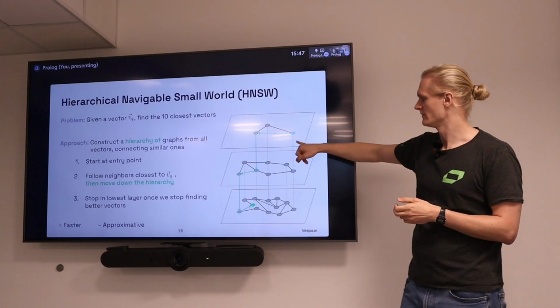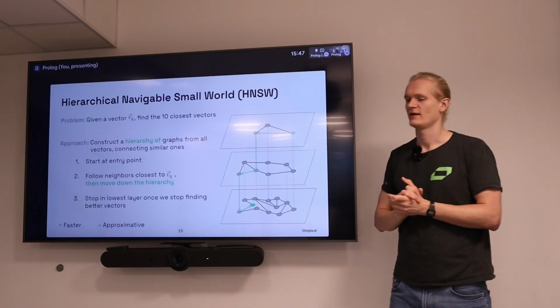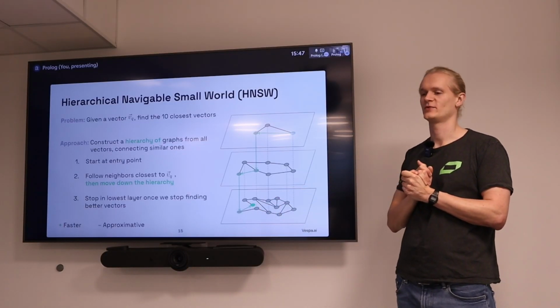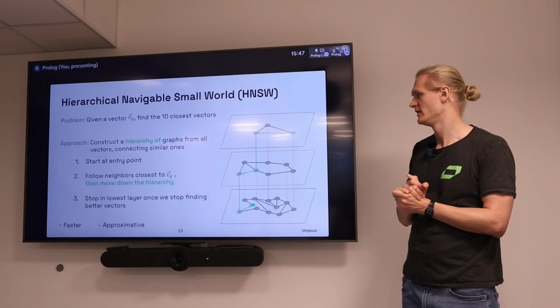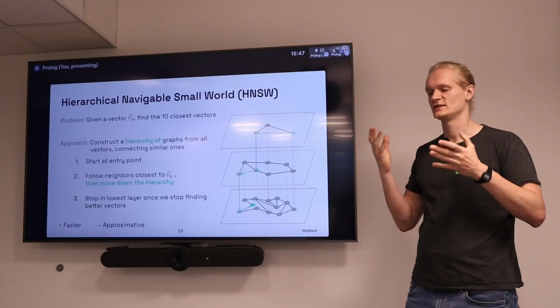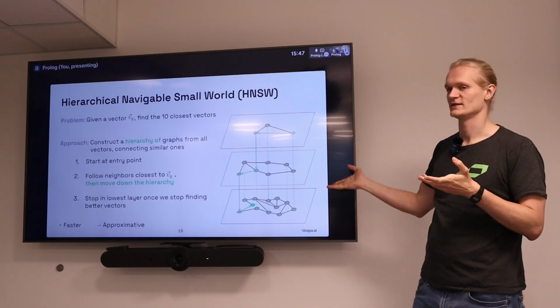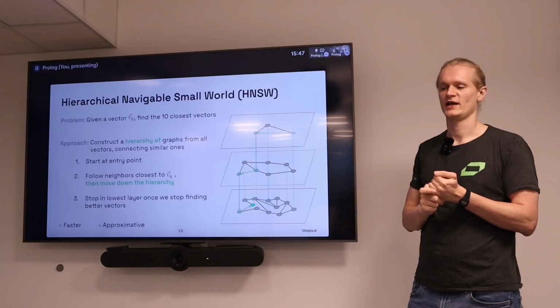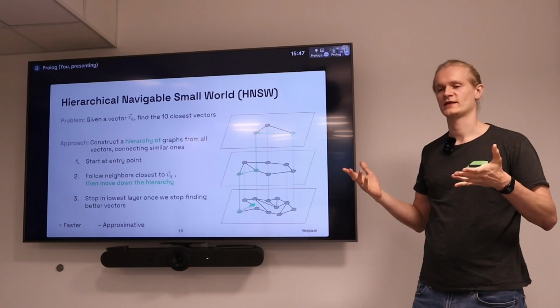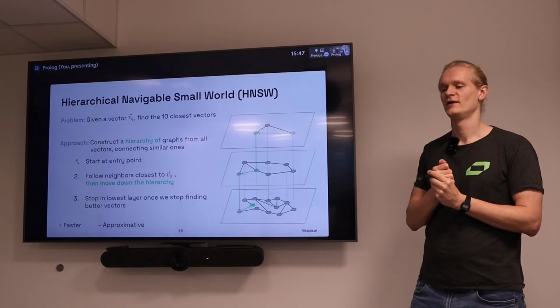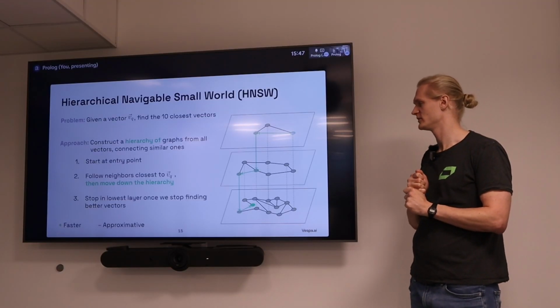And this way I can find podcasts that are similar to my favorite podcast much faster, even faster than with NSW. The disadvantage, of course, is that this is still approximate. We still have no guarantees that this actually works well, even though in practice we can see that, yes, this does work really well. We find most of the vectors that we want to find.